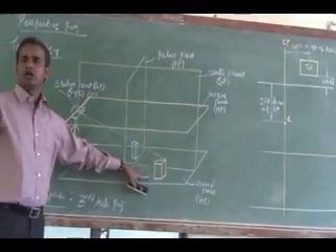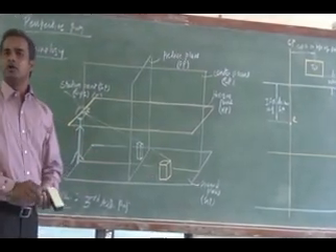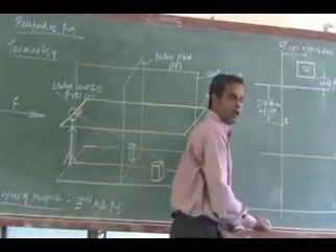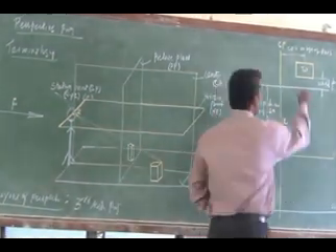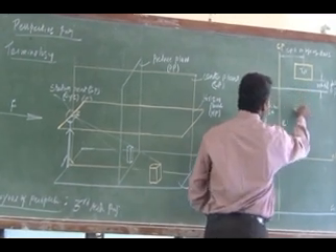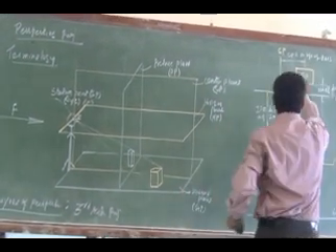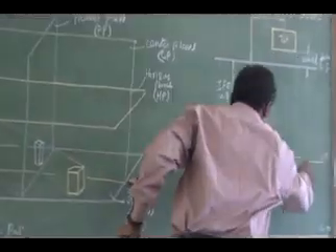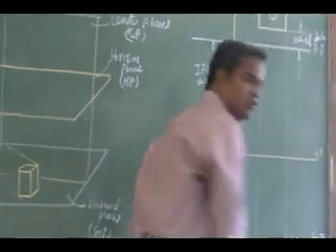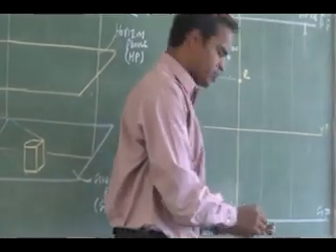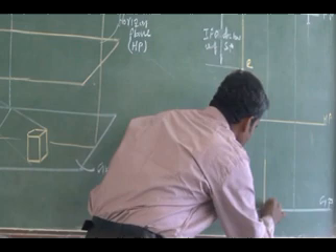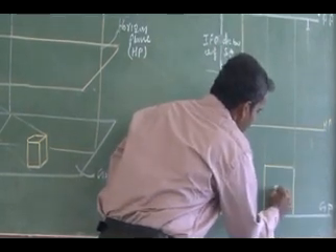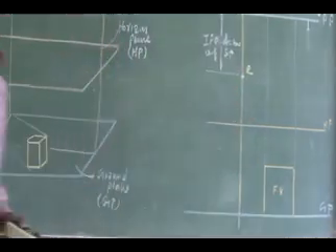Now I have to draw the object's front view. The front view of the object is kept on the ground plane. I can draw the front view from the ground plane, projecting from the top view. The front view of the object will be drawn from the ground plane. So this is my front view. Object front view I have drawn.